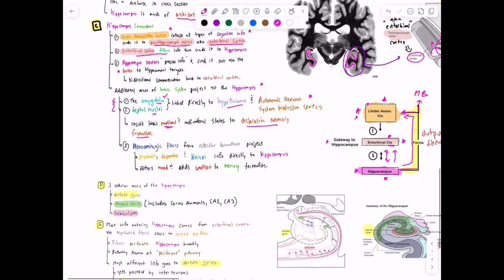All right, then you also have monoaminergic fibers from the reticular formation of the brainstem. That's going to send serotonin, dopamine, and norepinephrine directly to the hippocampus. It's going to alter mood and add emotion to the memory formation that the hippocampus is doing.